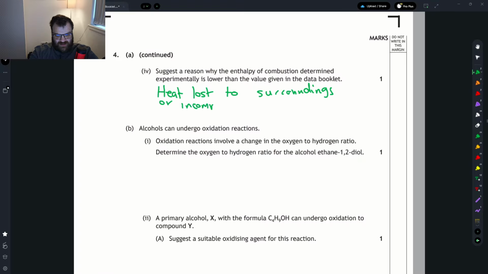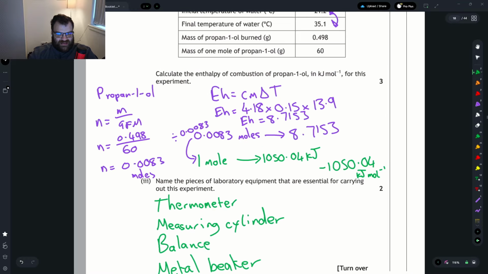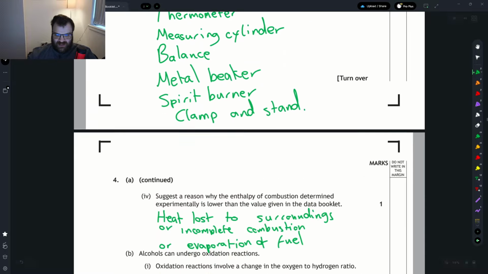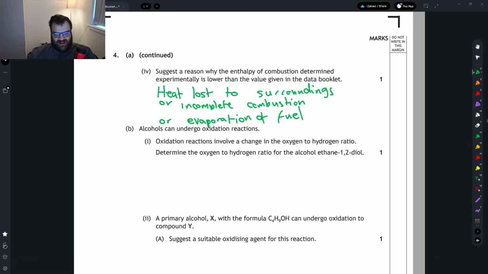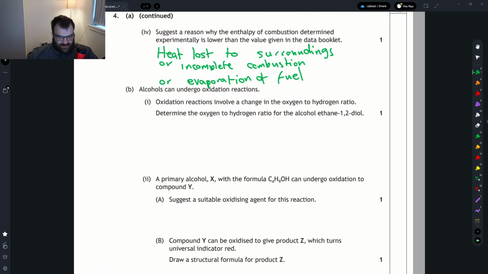Incomplete combustion, where there's not enough oxygen getting to the fuel. Or, and this is in my head because I was speaking to someone during a lesson yesterday, if you leave the lid off of the spirit burner, some of the alcohol could have evaporated. So it looks like you've burned more fuel than you did. That's why you should open the lid of the spirit burner just before you burn it, to minimise the evaporation of the fuel.